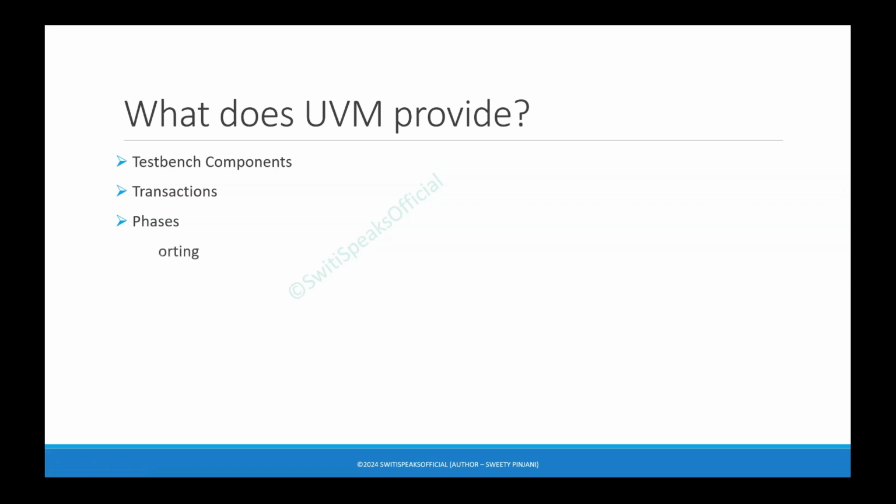Then we already discussed an example. There is a reporting mechanism, which happens in the report phase. There can be different kinds of messages. There can be warnings. There can be errors. There can be some things which help you debug your stimulus. We call it UVM debug, right? So all these things are easily provided in UVM reporting.